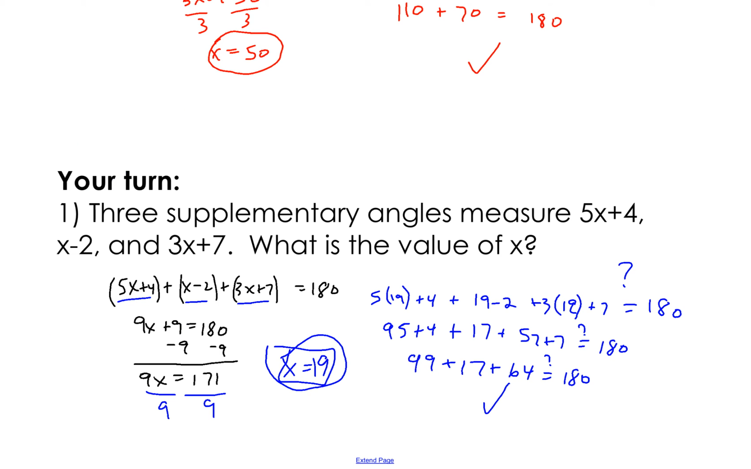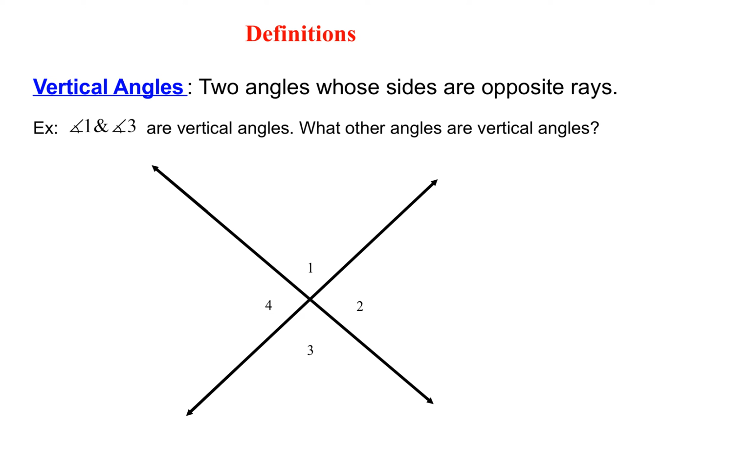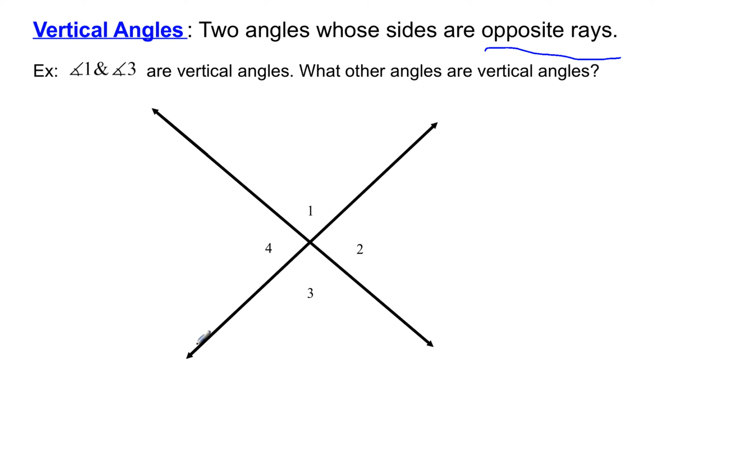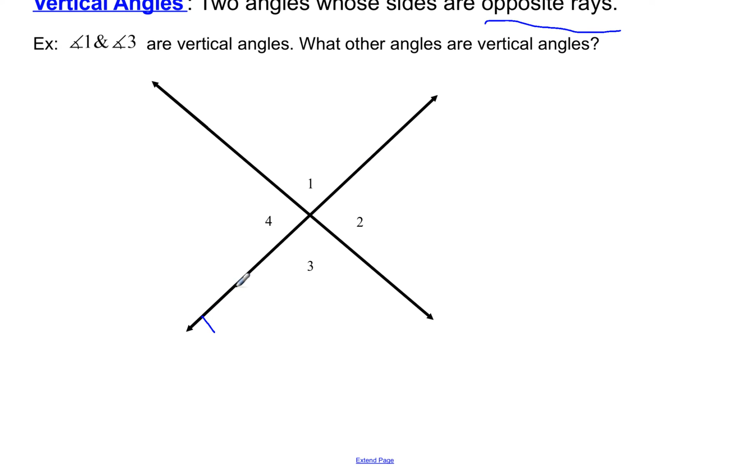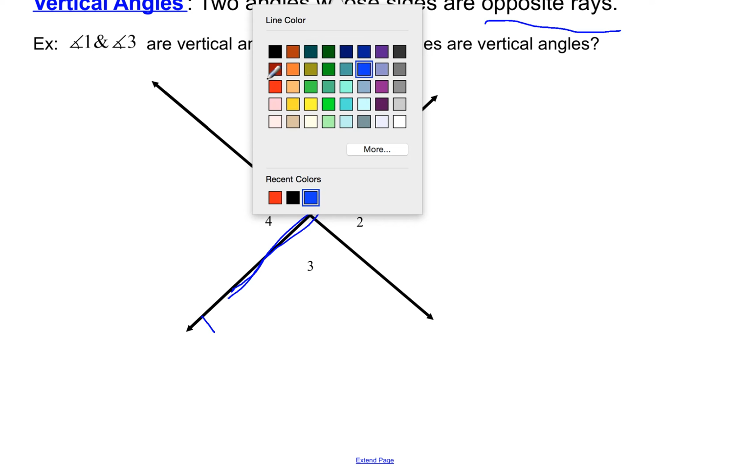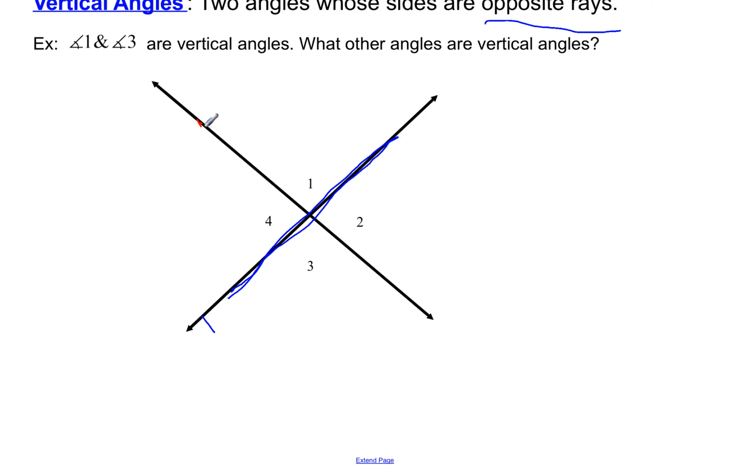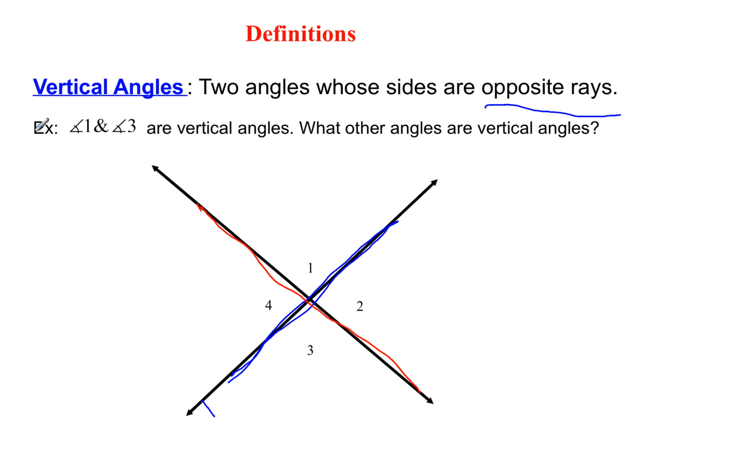Okay, let's move on. The next type of angle we're going to talk about are vertical angles. And vertical angles are two angles whose sides are opposite rays. So these are rays. Here's one ray over here. That's one ray. And we have another ray, which is right over here. And they are opposite rays. They go in opposite directions. And the angles that they form are vertical angles.